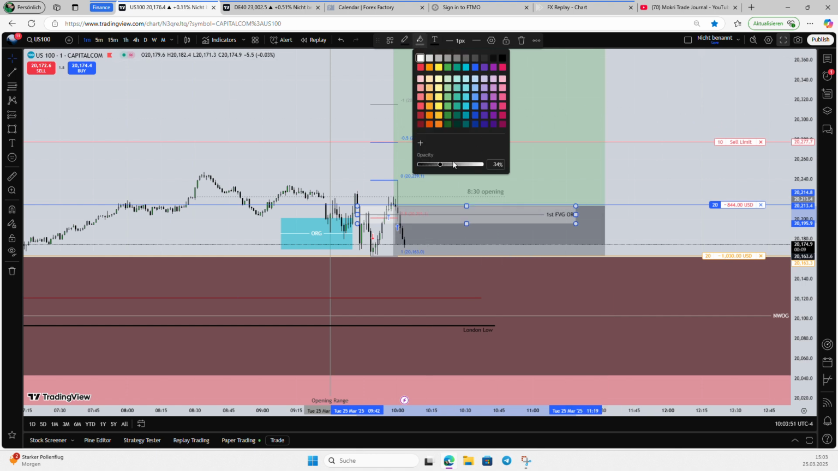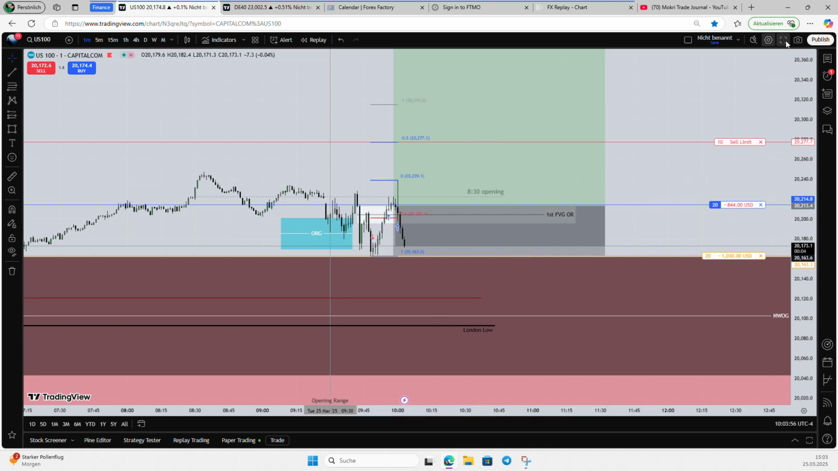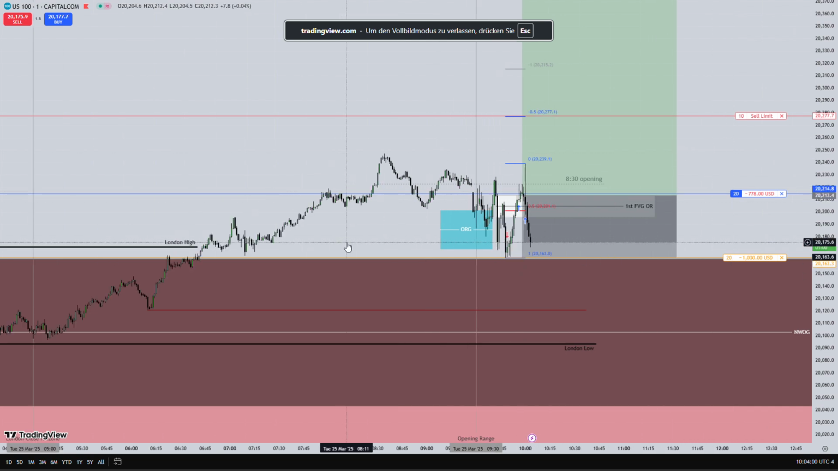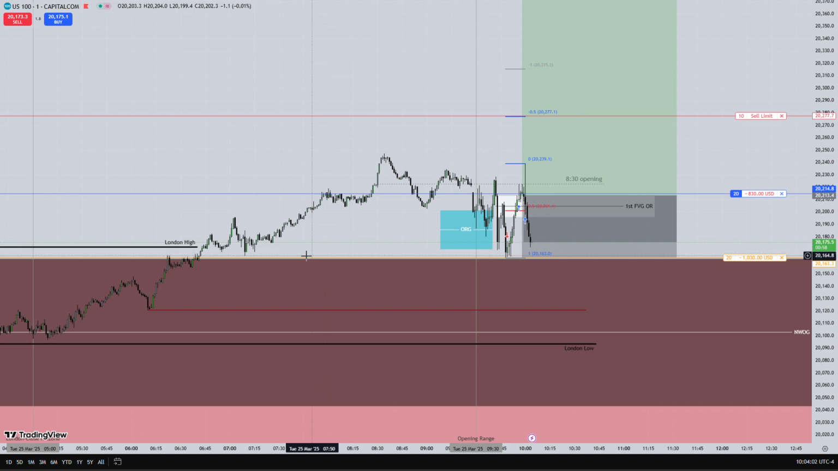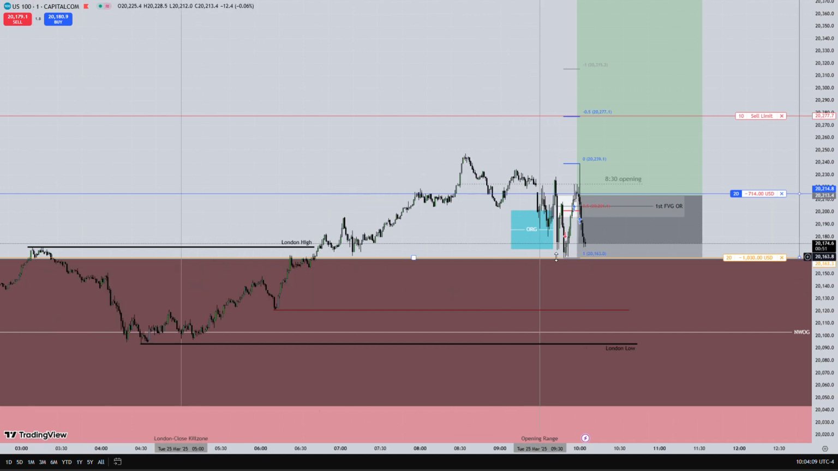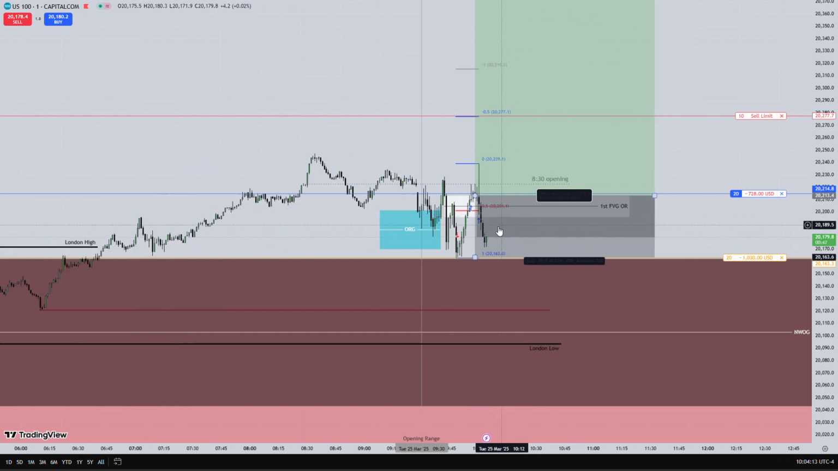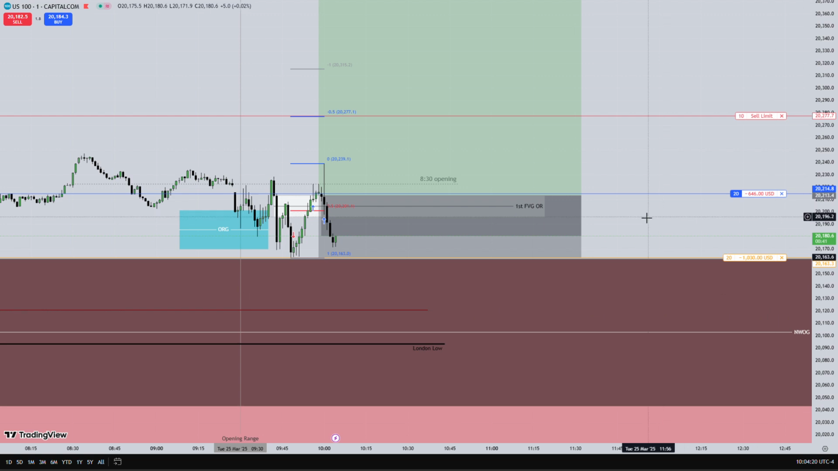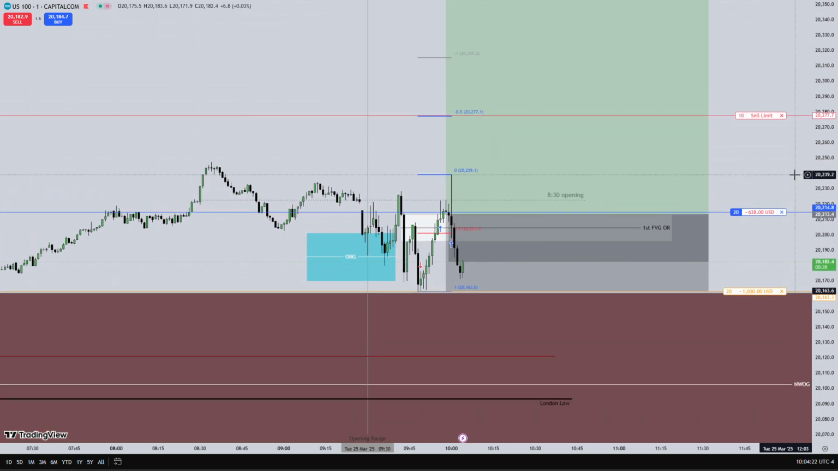So yeah, at this point I'm thinking of moving my stop loss a little bit lower below this low, because price is very volatile today, and it's a possible scenario that it just trades lower and takes out this low. But yeah, let's just stop guessing and see what price is going to do.